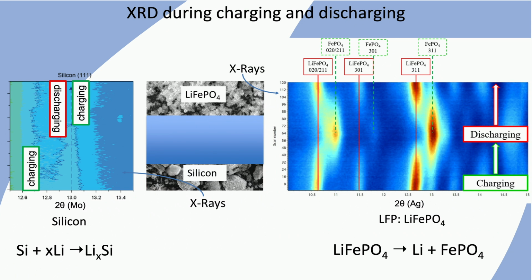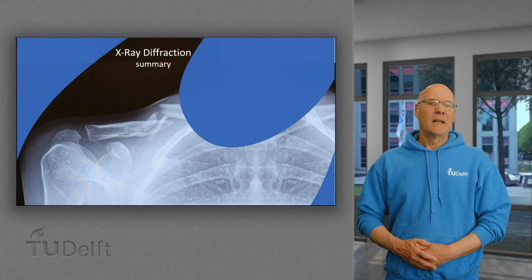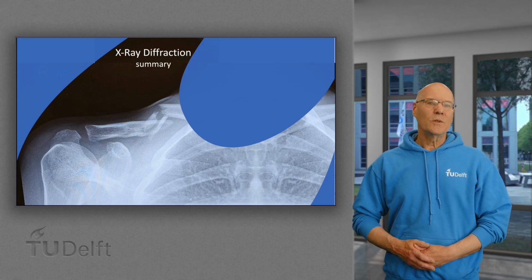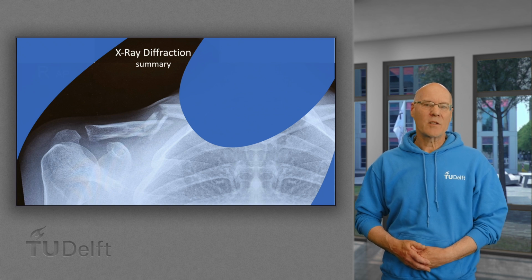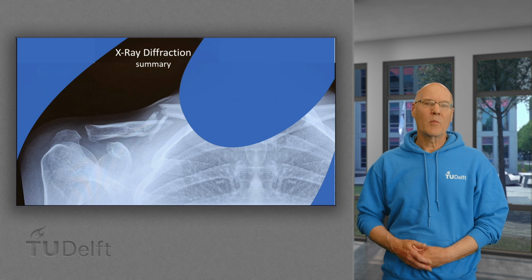Similarly, the silicon electrode was analyzed during lithium uptake and donation. Also here, changes of the crystal structure can be seen, as well as its reversibility or irreversibility. Note that the lithium iron phosphate and silicon X-ray spectra were recorded with a silver and molybdenum X-ray source, respectively. X-ray diffraction is a strong tool to analyze materials and their changes during operation of a battery. That means batteries may be active during X-ray measurement, in contrast to you, where you must sit still.